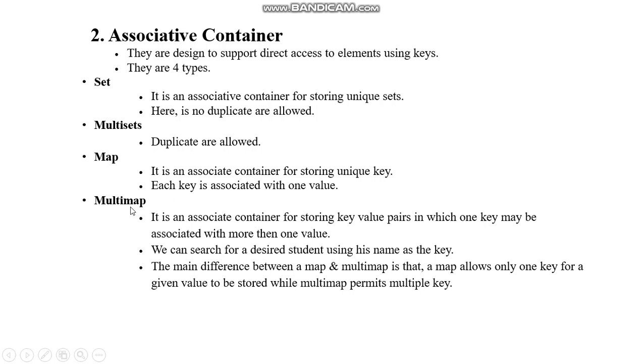And the next category is the multi-map. This is for storing key value pairs. One key may be associated with more than one value. We can search for a desired student using his name as a key. So the main difference between the map and multi-map is that map allows only one value for a given key. Multi-map permits multiple values for a particular key.